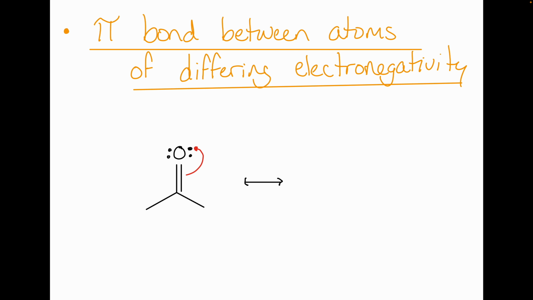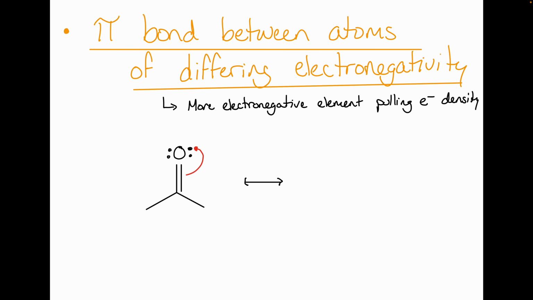All right, so everybody take a second and draw me what my other resonance structure would be here. All right, and it's always going to be the more electronegative element pulling the electron density onto itself.